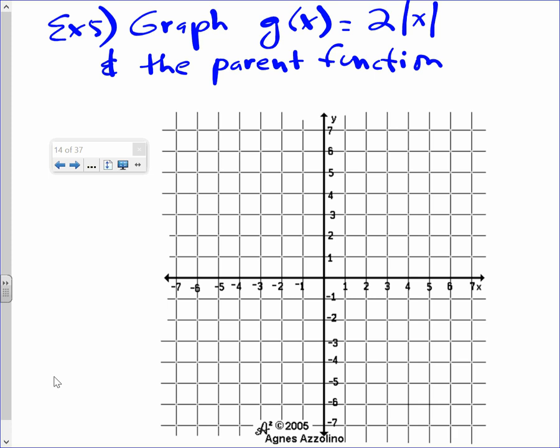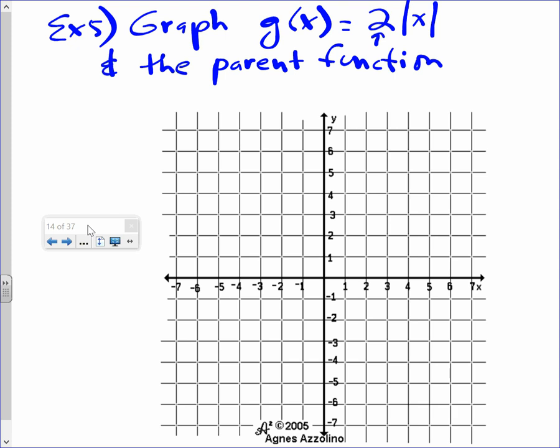So this is example 5. Go ahead and draw a little x and y axis. Graph g of x equals 2 times the absolute value of x. So we're going to graph two functions like we did yesterday, but now we have a different kind of transformation. We have a coefficient now being multiplied by the absolute value of x.